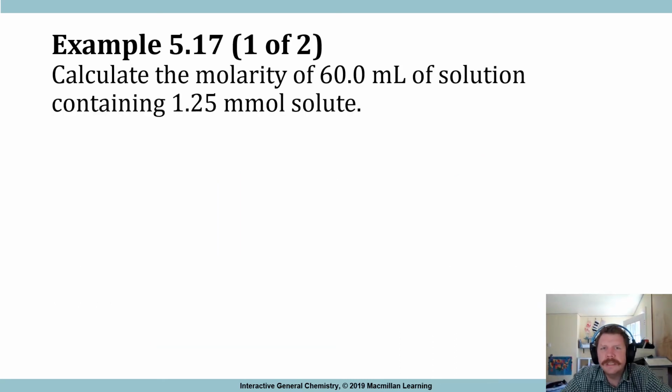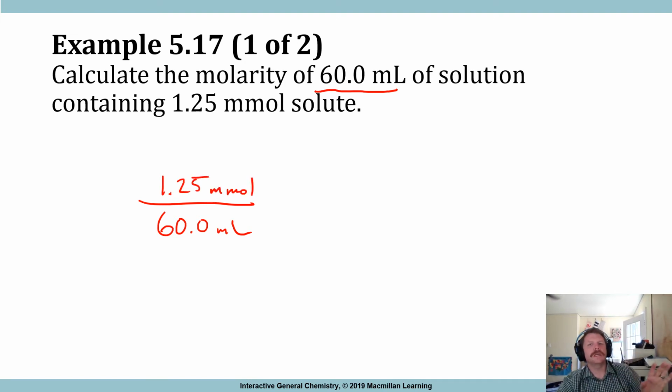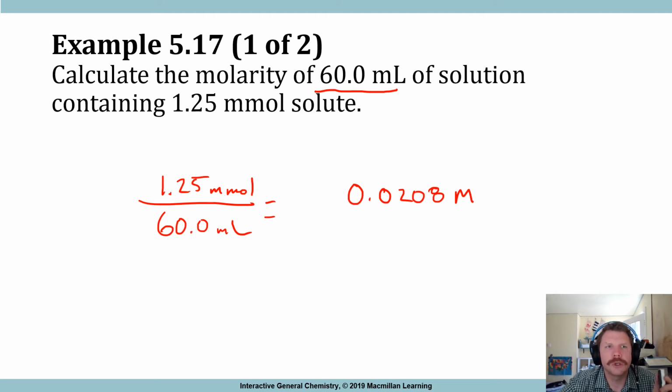Calculate the molarity of 60 milliliters of solution. Here we've got our volume, which I'm going to write on the bottom, 60.0 mL, containing 1.25 millimole. I didn't have to do anything to change these units. So I'm going to divide 1.25 by 60, which equals 0.0208. Now what are my units? Well, these milli are going to cancel out, so I'm left with capital M, a molar solution.